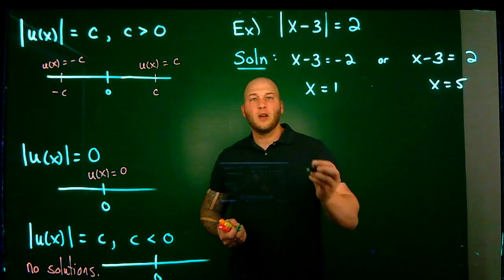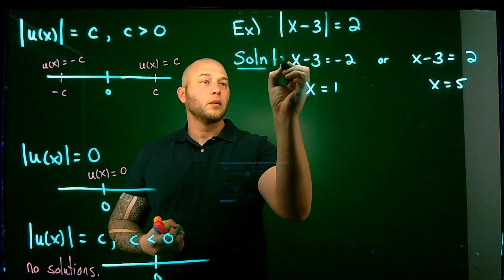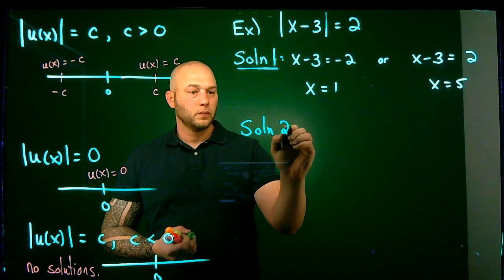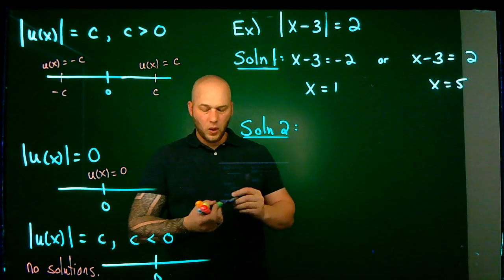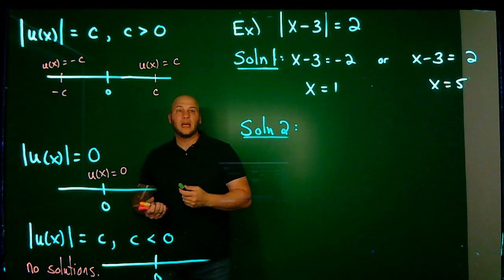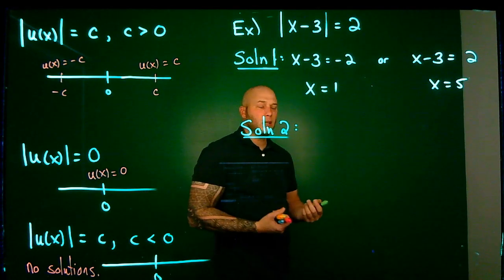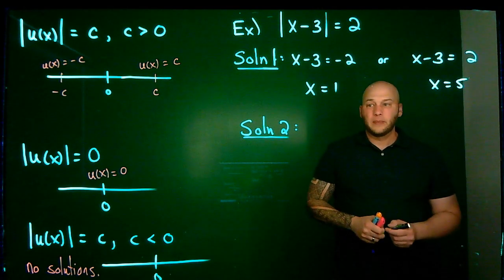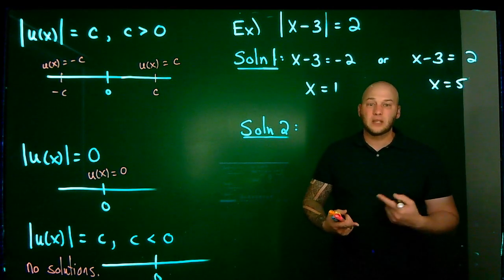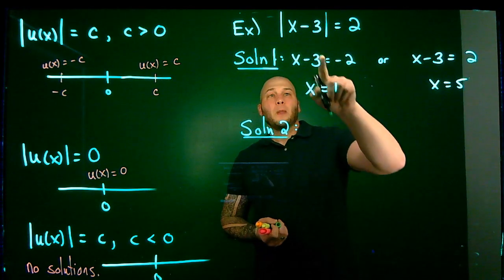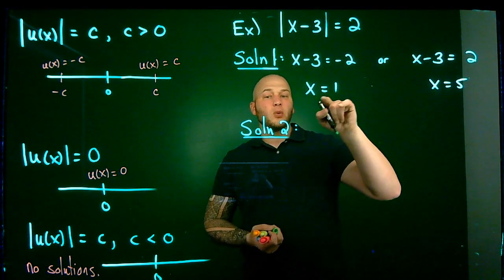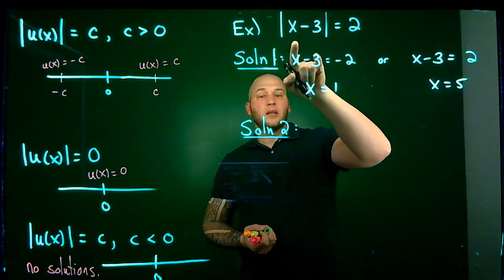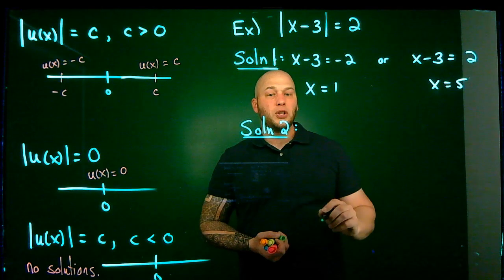But let's actually do this a different way. I'm going to call this solution 1. Let's go down here and look at solution 2, because I want to do this one using a number line. Again, in practice, solution 1 is more than likely the way that you'll do it. But just to give you another interpretation of this and to emphasize the distance idea, remember what the absolute value of x was, the distance from 0. If I interpret this right here, this says that the distance between x and 3 is 2.